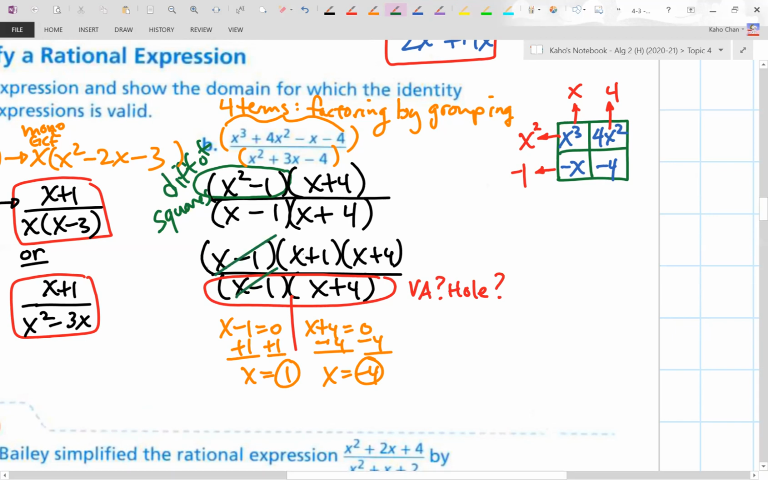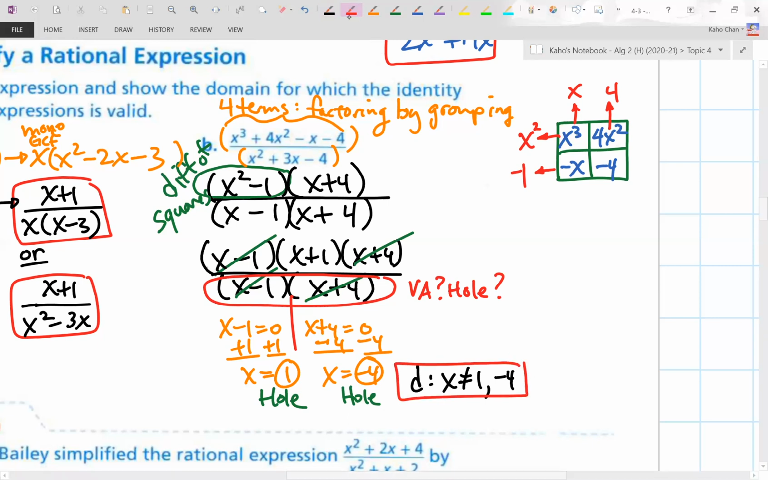X minus 1 cancels. So this is a hole. And oh my gosh, that's a hole as well. Both of them are holes. They are not part of the domain. X cannot equal 1 or -4. Interesting. The only thing left, this is crazy, is x plus 1. An innocent line when you graph it with 2 holes. All right. Any questions?